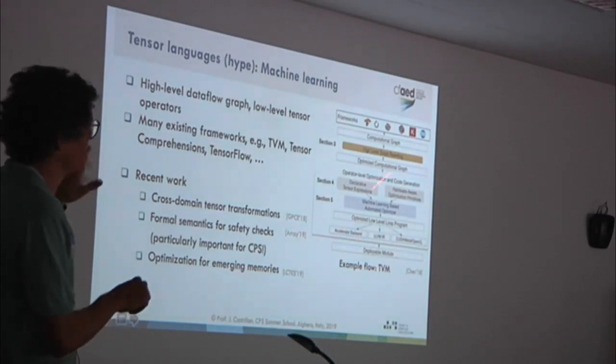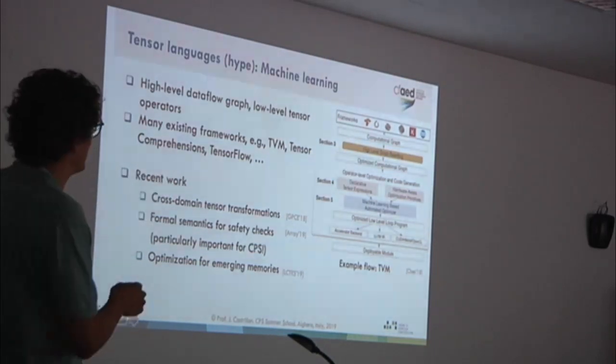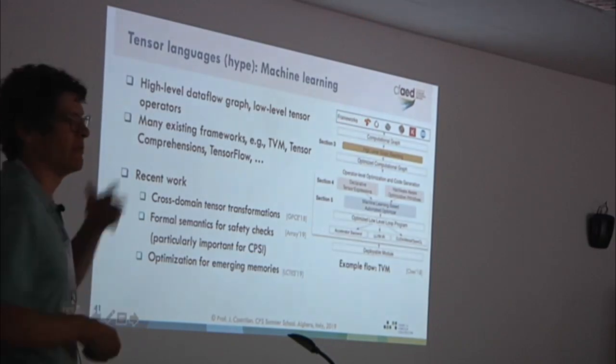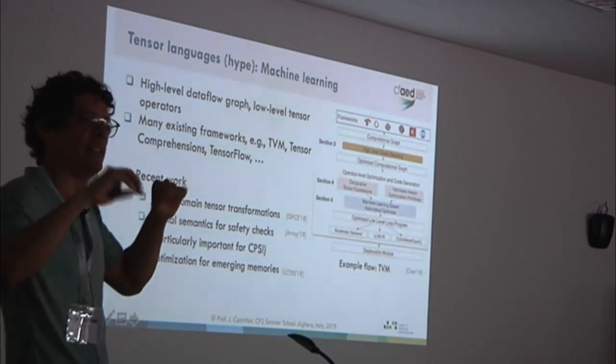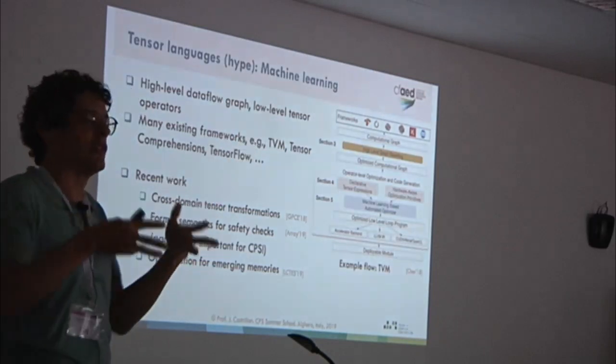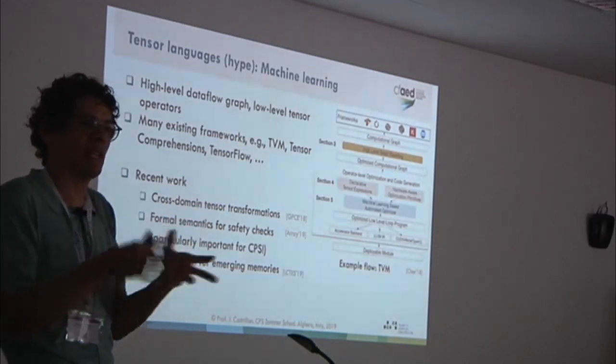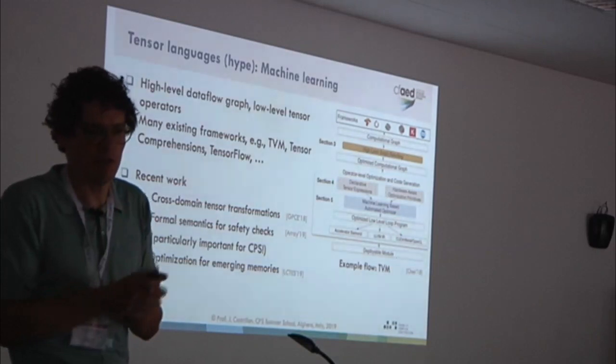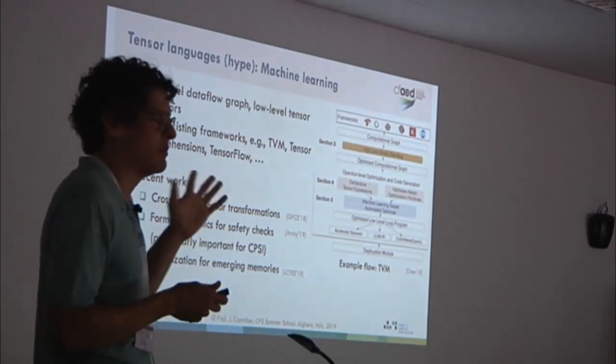These things are also mixed up with dataflow, right? People say that TensorFlow is a dataflow graph, so you have dataflow at the higher level, and then on the nodes you have these tensor expressions that you want to optimize. So it's interlinked, if you wish, with the things before, but it need not be like that.